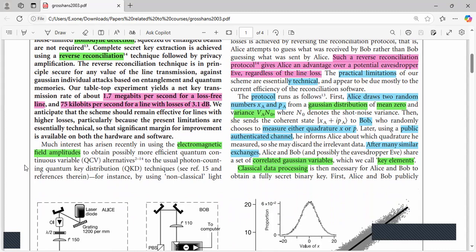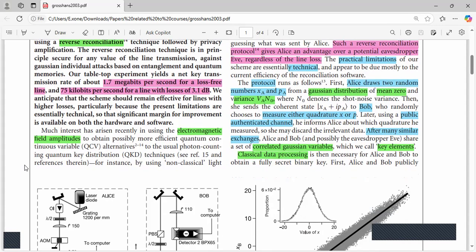Alice has to generate two random numbers that they have denoted XA and PA, and they are taken from a Gaussian distribution with mean zero and some variance that they have called VA, and N0, which is the shot noise, that is the intrinsic noise in the quantum regime. Then Alice encodes these random numbers into the phase and amplitude, the conjugate continuous variables of the light, and sends these light pulses to Bob.